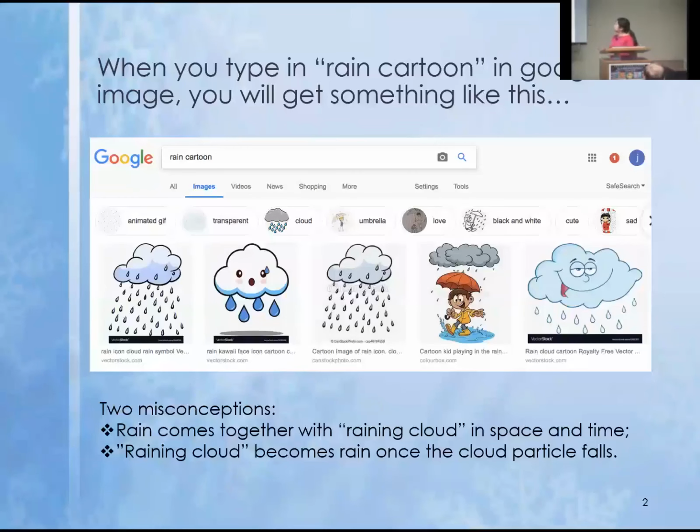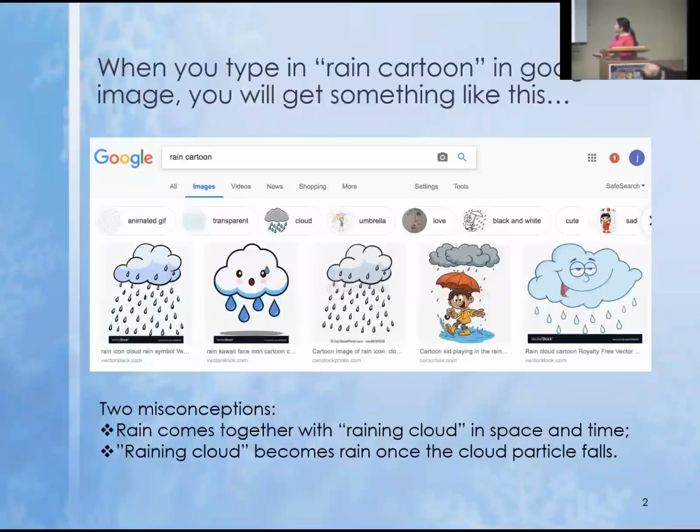Rain cartoon. Usually you will get a page that looks like this. You will see a cloud with a lot of raindrops. Despite complaining that the raindrop shape is not what it should be in the real world, there are two other misconceptions. First, rain comes together with the raining cloud in space and time in these cartoons, which is not necessarily true.